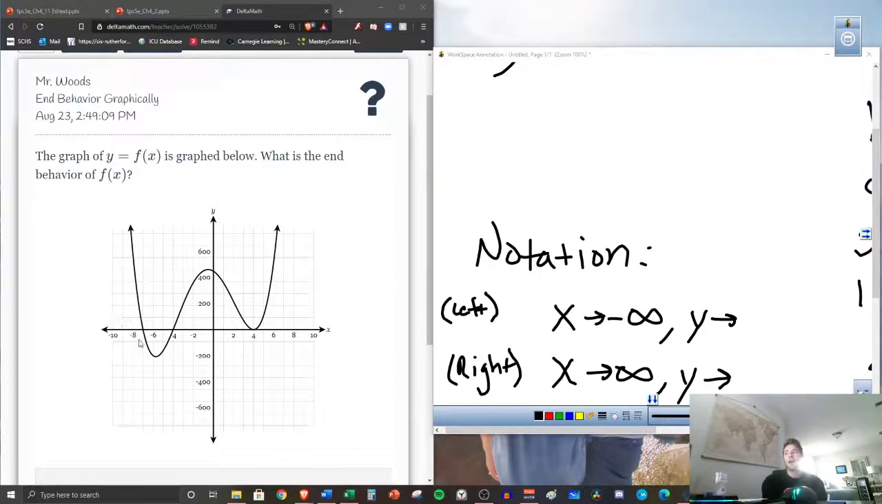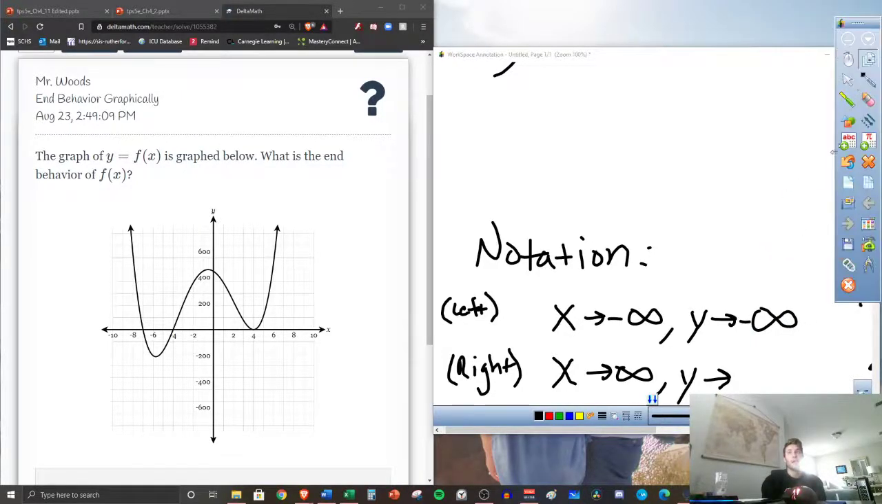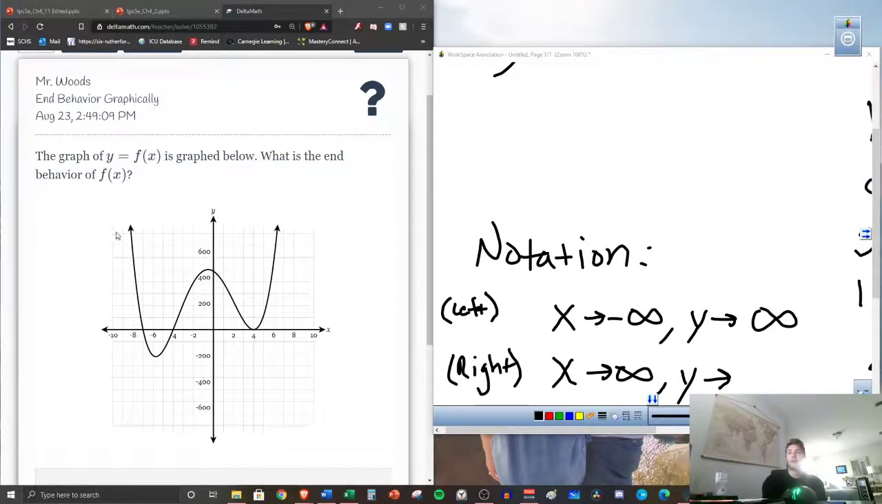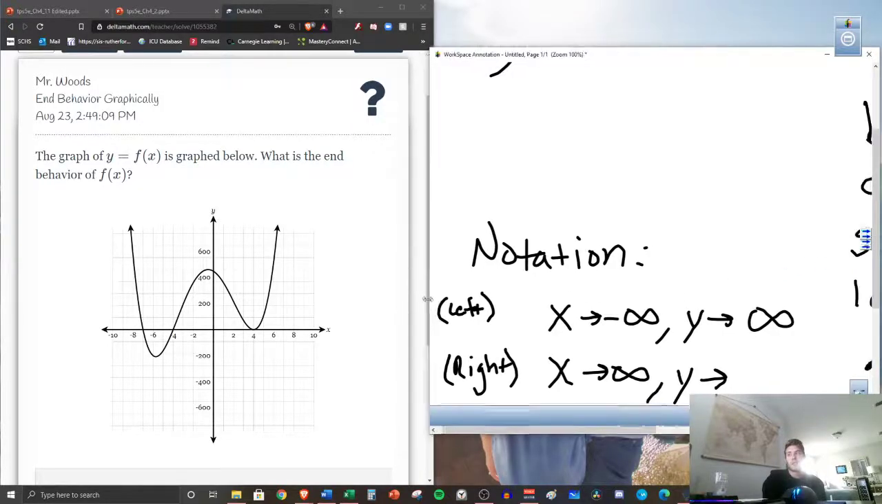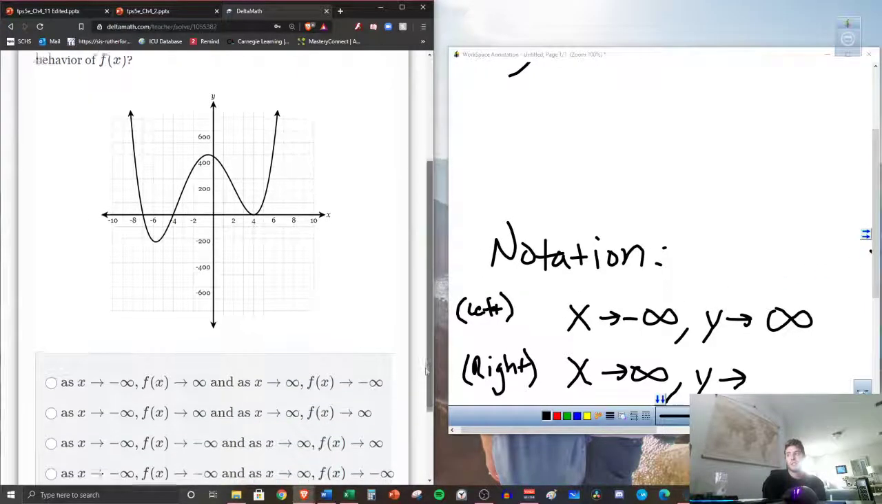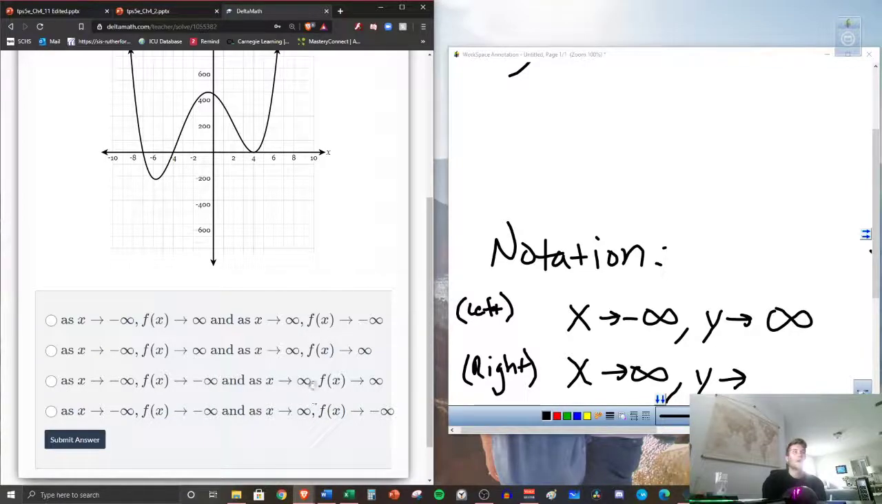So what is the graph doing? We said it's going up. Well, the only options you have here are either infinity or negative infinity. But the answer is not negative infinity, it's positive infinity because the graph is in fact going up. So we know that's going to be our first answer. Let's look at our options here. Delta Math's going to have this as multiple choice. These are the only four possibilities ever for this. By the way, another way to phrase y is f of x, so I'll put that there as well. That's how they have it.